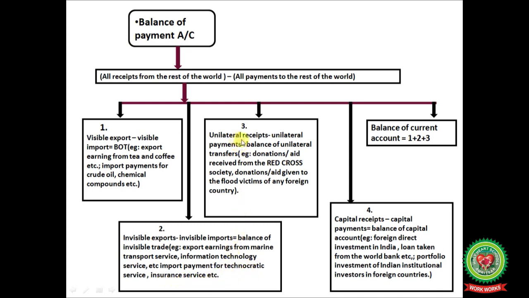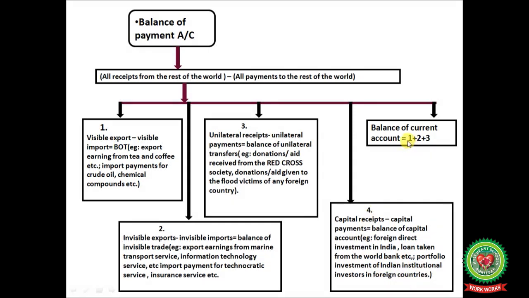Unilateral receipts minus unilateral payments will give you the balance of unilateral transfer. For example, donations, aid received from the Red Cross Society, donations or aid given to the flood victims of any foreign country. Next, number four is capital receipts minus capital payments. Under this is the balance of capital account, for example, foreign direct investment in India, loan taken from the World Bank, and portfolio investment of Indian institutional investors in foreign countries.